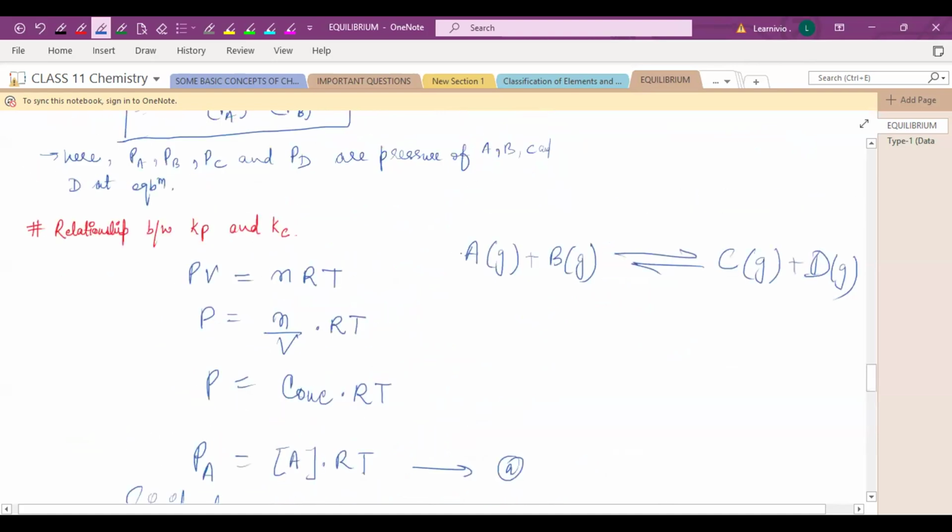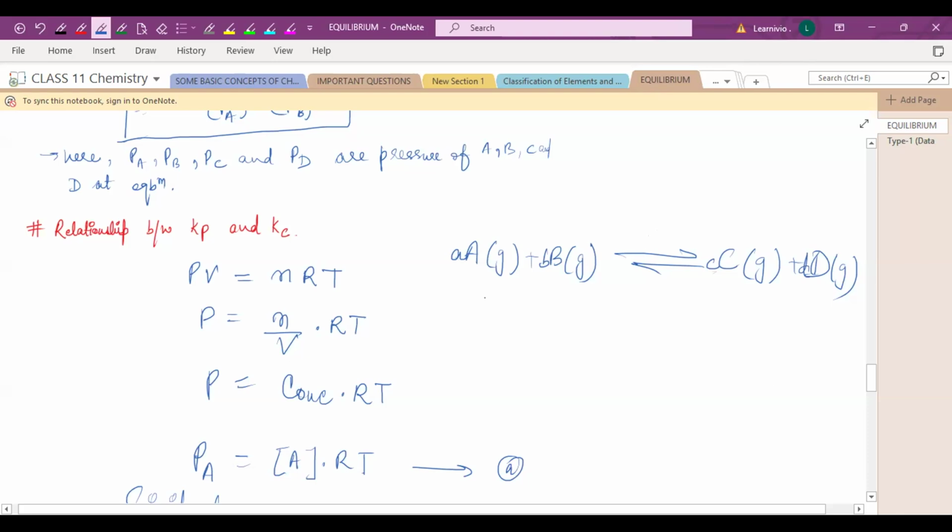Sorry, general equation of aA plus bB gives cC plus dD. Okay, just add the stoichiometric coefficients. Now check it. This is small c and small d. They are the number of moles of the product side. Products, okay, the number of moles of products, small c and small d. And what about the A and B? The number of moles of A and B. This is for the reactant, right?